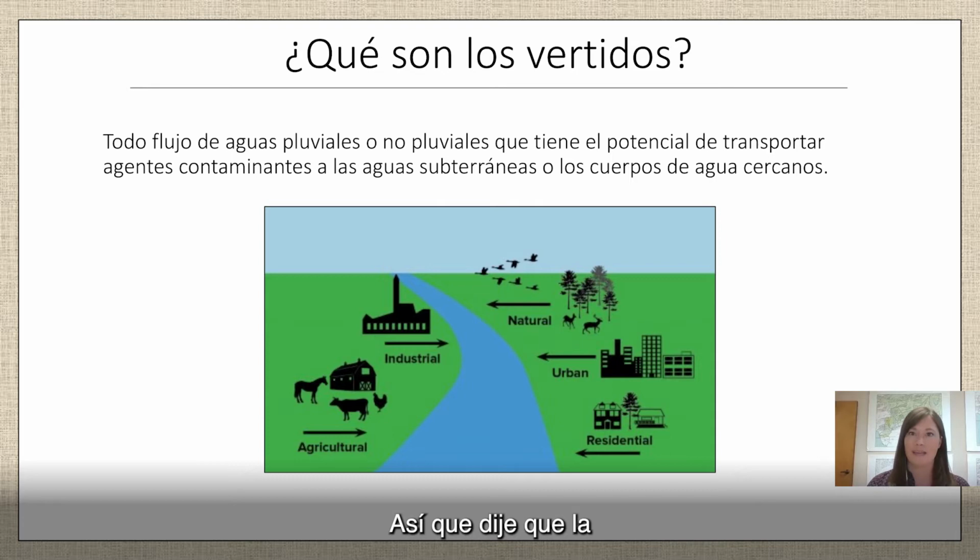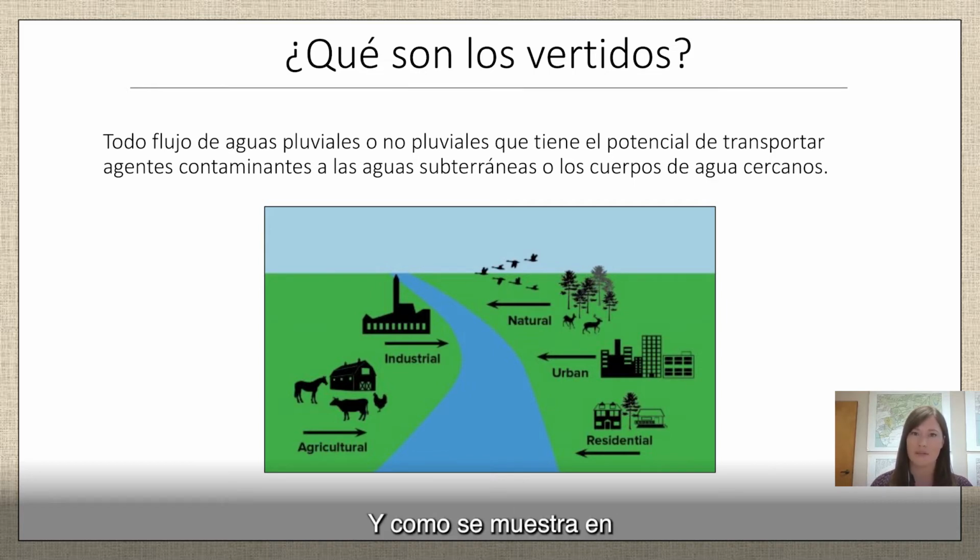So I said regulating discharge. So first, what are discharges? Discharge is any flow of stormwater or non-stormwater that has the potential to carry pollutants into nearby surface water bodies like creeks, rivers, or the ocean, or down into groundwater. And when we say stormwater discharge, we mean any flow that is generated from rainfall. And non-stormwater discharge is an all-encompassing term for flows that occur during dry weather.